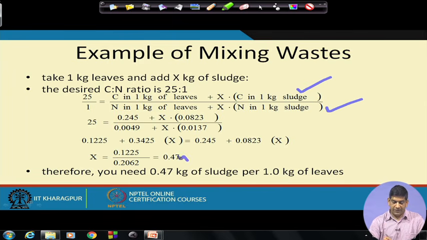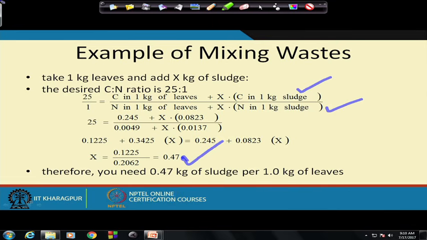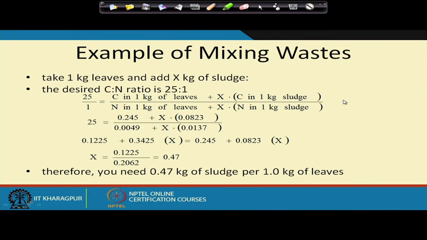So what does this mean? It means that you need 0.47 kg of sludge per 1 kg of leaves to get an optimum carbon to nitrogen ratio of 25:1. This was an example to illustrate that if you know the individual carbon nitrogen ratio and individual quantity, you can calculate the carbon nitrogen ratio of the mix. And you may have to do it when you try to do your compost or anaerobic digestion or all those kinds of treatment methods using microorganisms. So that's kind of important on that part.